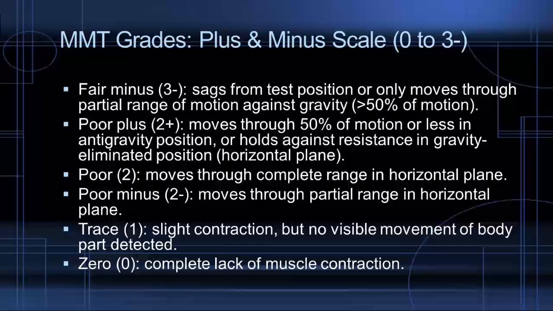Excuse me. So they can hold resistance in an anti-gravity position. So that's something, a 2, they can move through the complete range in a horizontal plane, but they can't tolerate any resistance. But a 2 plus, they can't go against gravity, but they can tolerate a little resistance in an anti-gravity position. So you can kind of see the difference between those two. 2 minus, they move through the partial range in a gravity eliminated or horizontal plane. And trace, slight contraction, there's no pluses and minuses on the trace in the 0. Trace is slight contraction, no visible movement. 0 is just nothing.